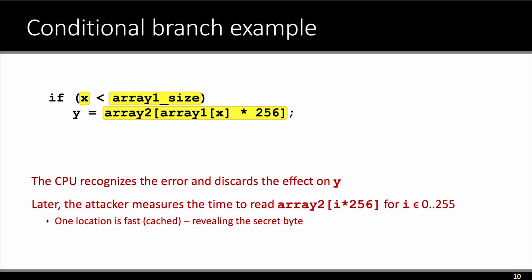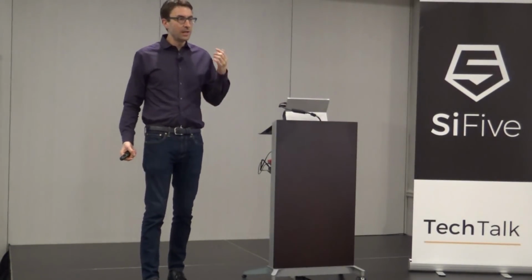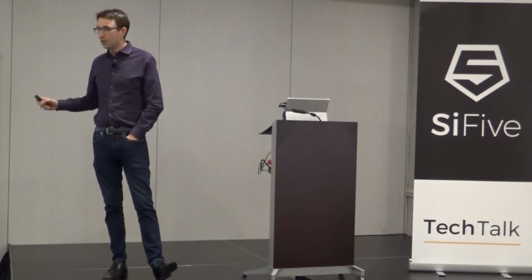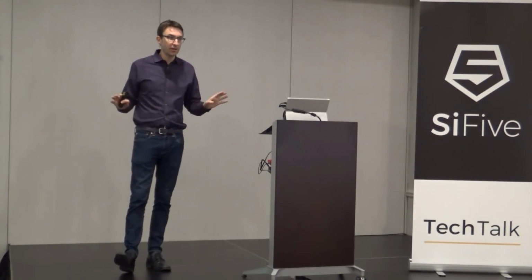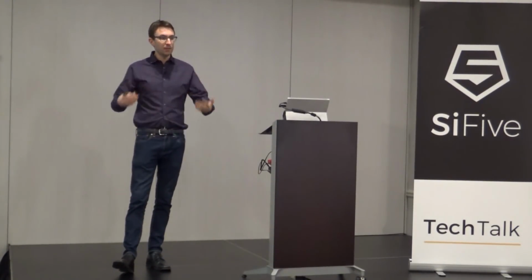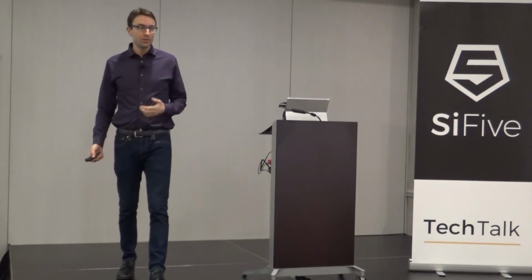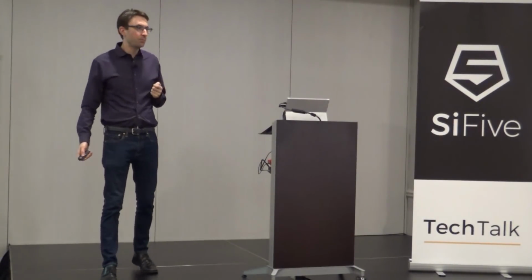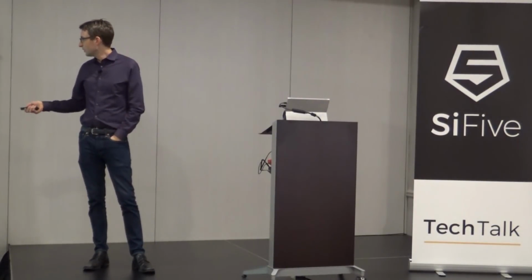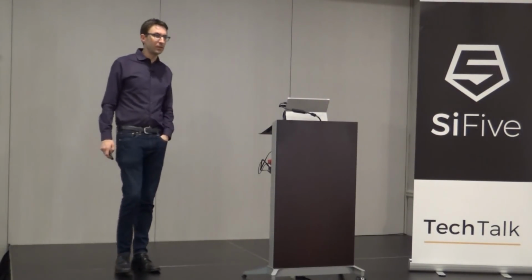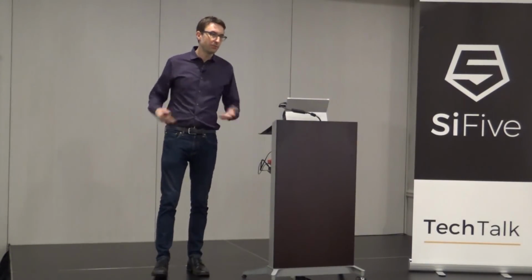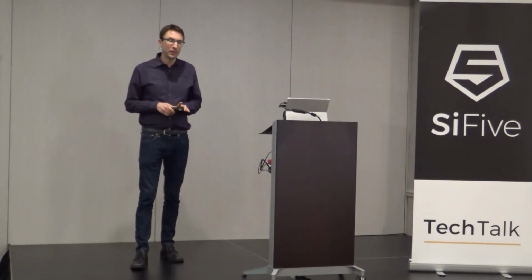So all the attacker then has to do is later, perhaps much later, come along and check to see which value in array 2, which i here, had a value that was brought into the cache. And that's really easy to tell, because if I read array 2 location 5 times 256 and it's not cached, it's going to be really slow. If it is cached, it's going to be fast. So I'm going to see an order of magnitude speed difference between the array 2 location corresponding to the secret byte that I'm trying to leak versus all of the other possible values for that byte.